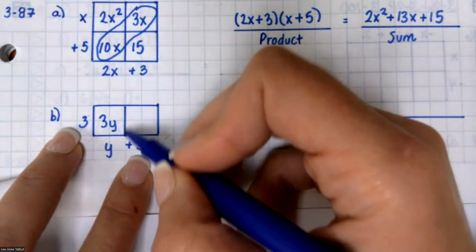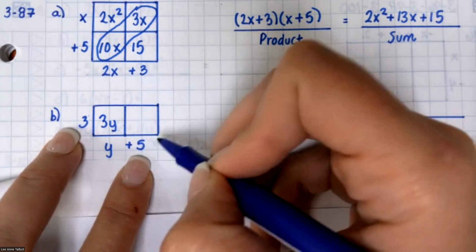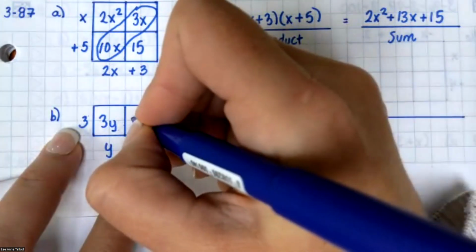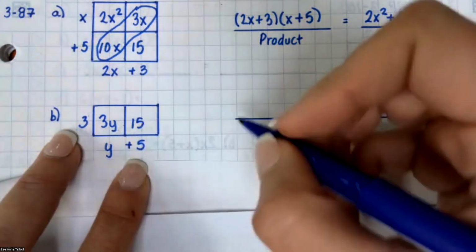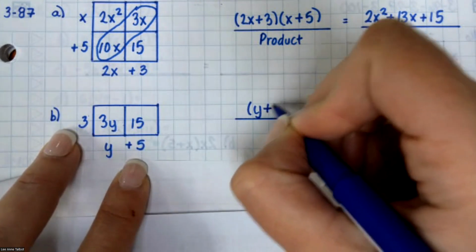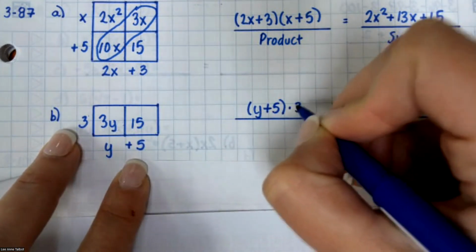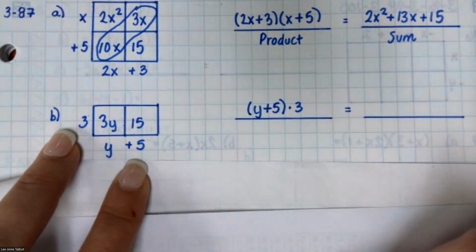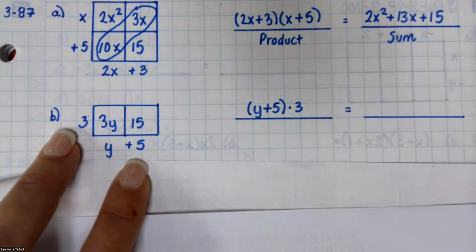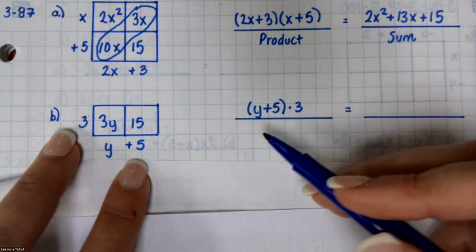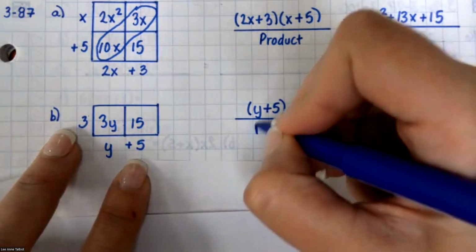Second box, height is 3, base is 5. 3 times 5, 15. Do we have any like terms here? No. Okay, product. Y plus 5 times 3. Base times height. You don't even need to put the little dot. You could just put the 3 right next to it because that's what times means. But I like to put that just so that we know.